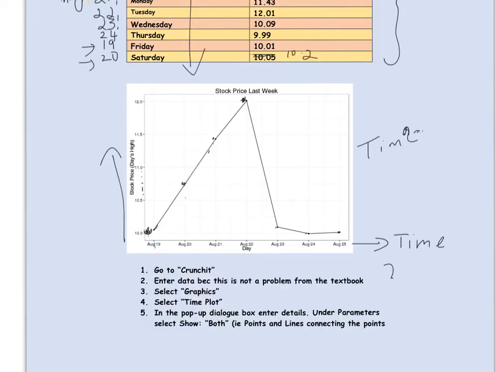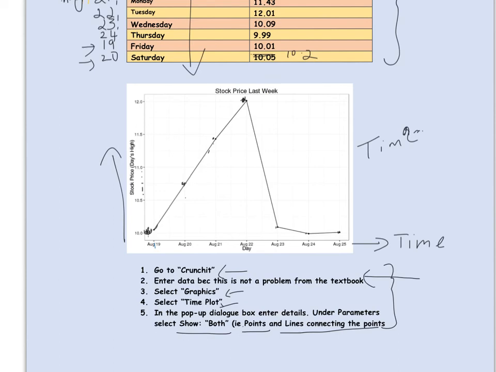Now here are instructions on how to construct a time plot on Crunchit. It's pretty straightforward. All you have to do is go to Crunchit, then graphics, then time plot, and in the pop-up dialog box, enter the details. Under parameters, select show both. What that means is you show the points and the lines connecting the points, and that's what forms the time plot.